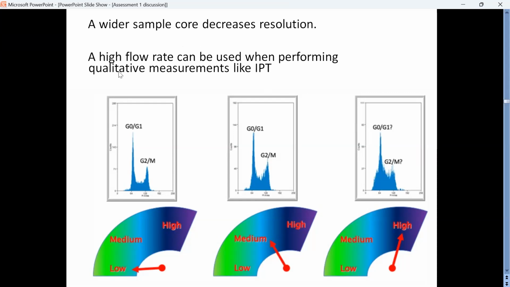But if you're doing a qualitative experiment like immunophenotyping, you can acquire the sample in medium sample pressure mode or high sample pressure mode. It doesn't affect your data much. But when you're doing a high resolution experiment like ploidy analysis, it is very important you acquire the samples in low pressure mode, low sample pressure mode.